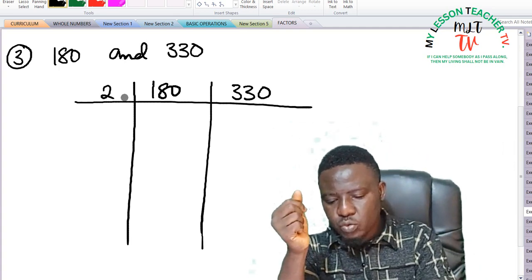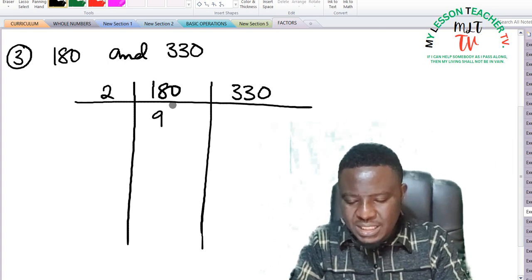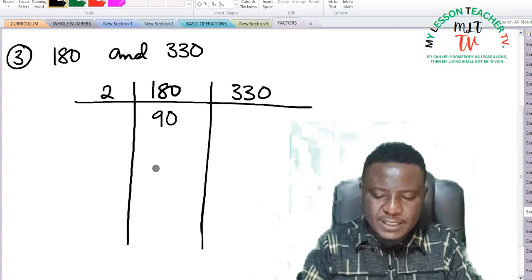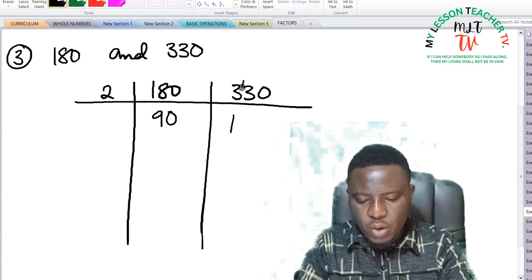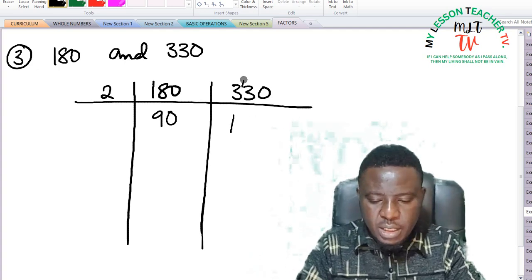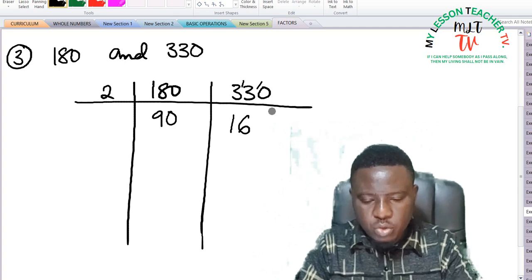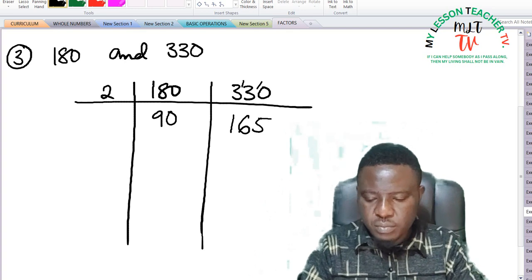So we divide by 2. 2 into 1 it cannot. 2 into 18 is 9. 2 into 0 is 0. Meaning 180 divided by 2 is 90. Do same with 330. 2 into 3 is 1, remainder 1. This becomes 13. 2 into 13 is 6 times remainder 1. 2 into 10 is said to be 5.